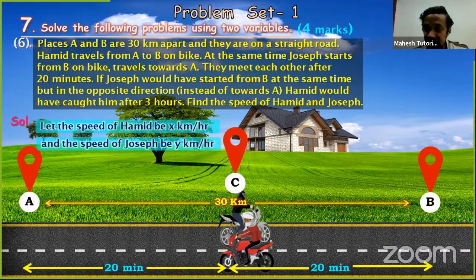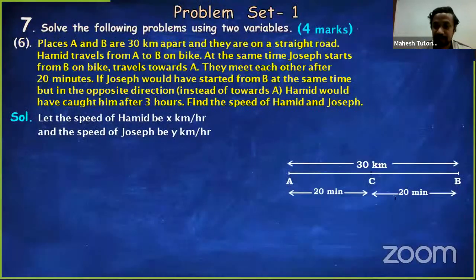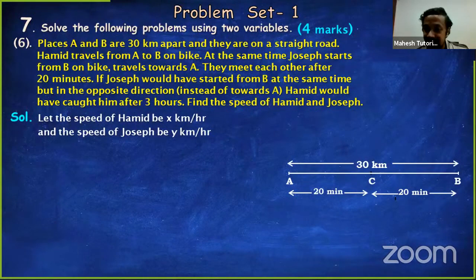Hamid, to come from A to C, has taken 20 minutes. And Joseph to travel from B to C has taken 20 minutes. The same thing has been represented here, students. Distance between point A and point B is 30 kilometers. Hamid took 20 minutes from A to C and Joseph took 20 minutes from B to C.